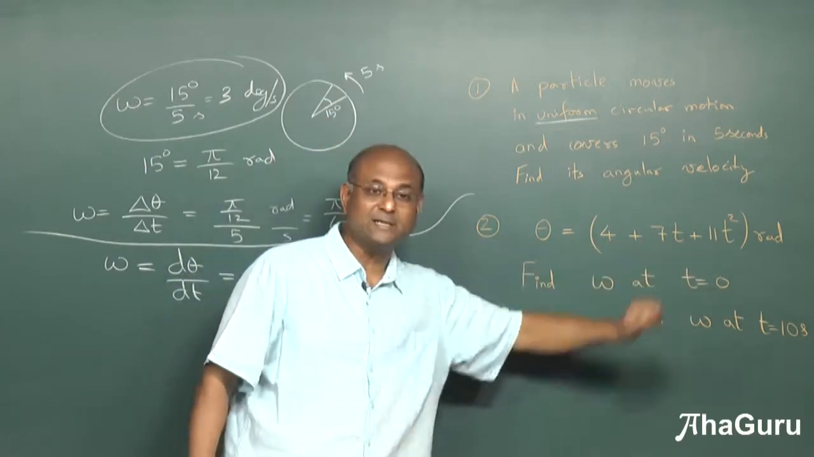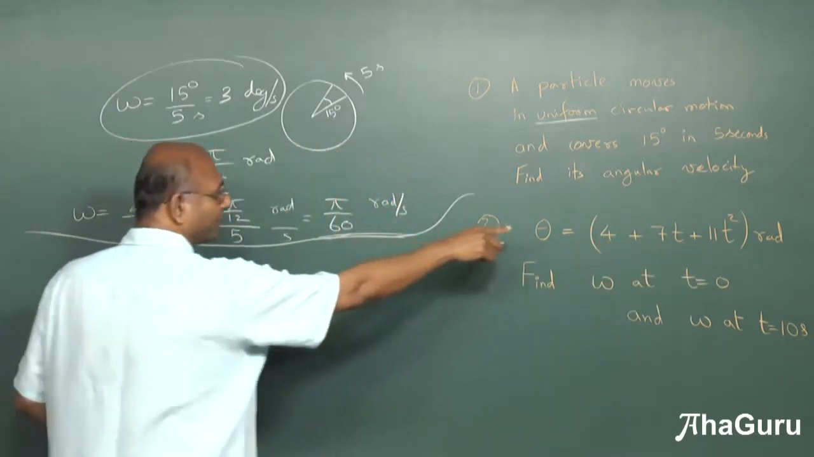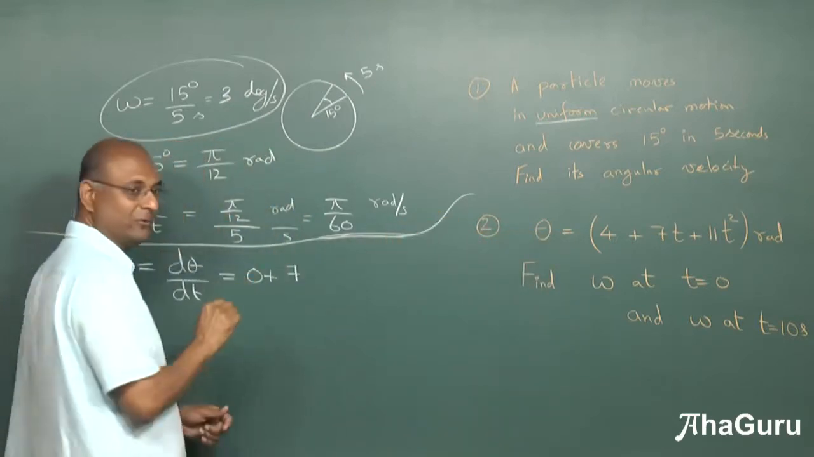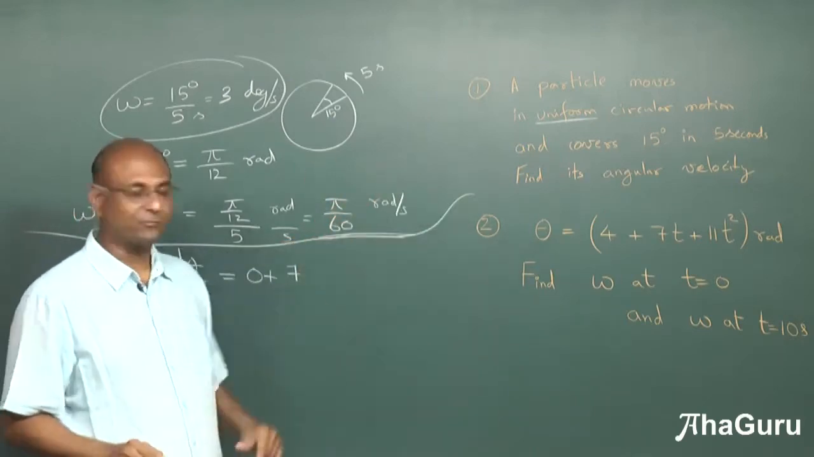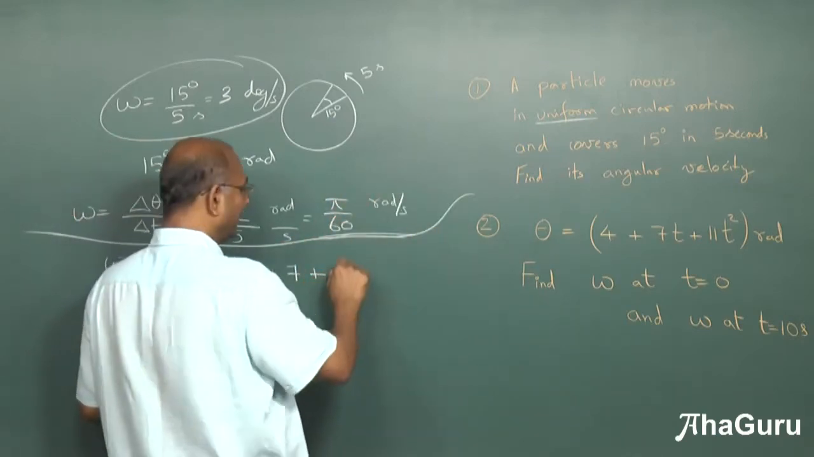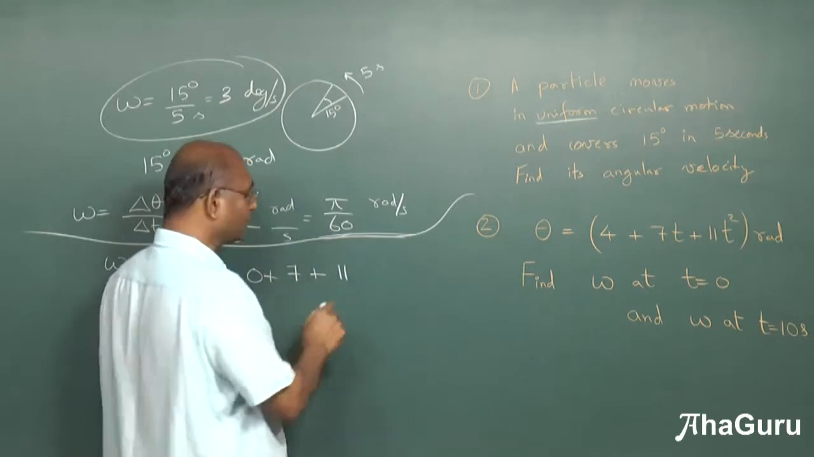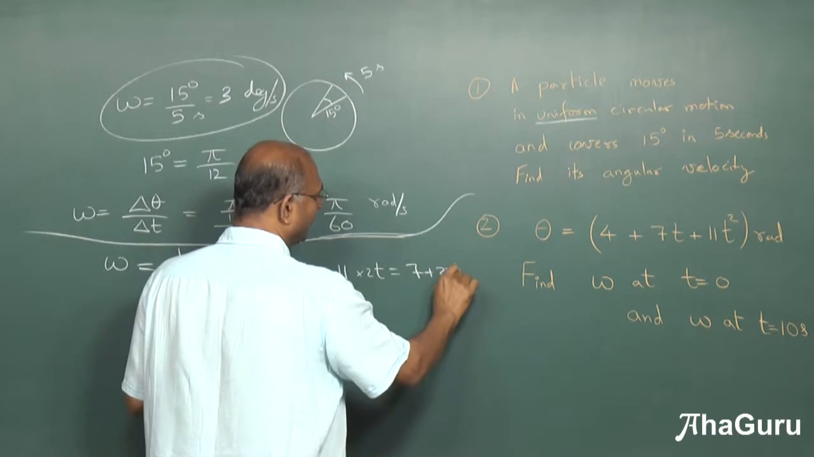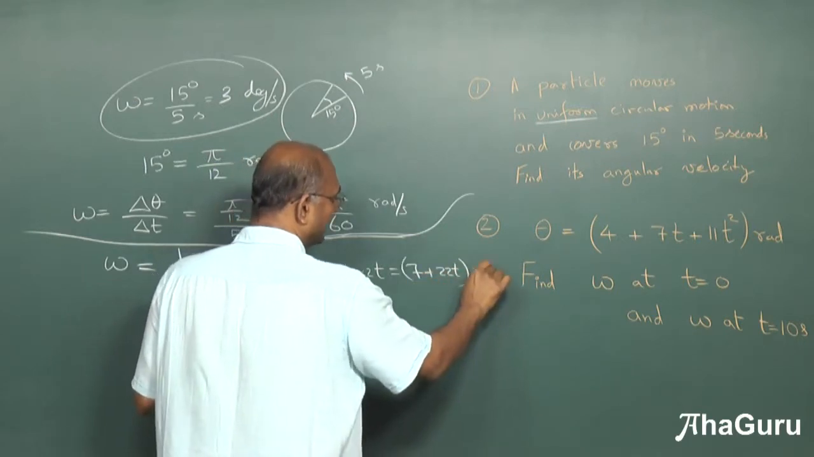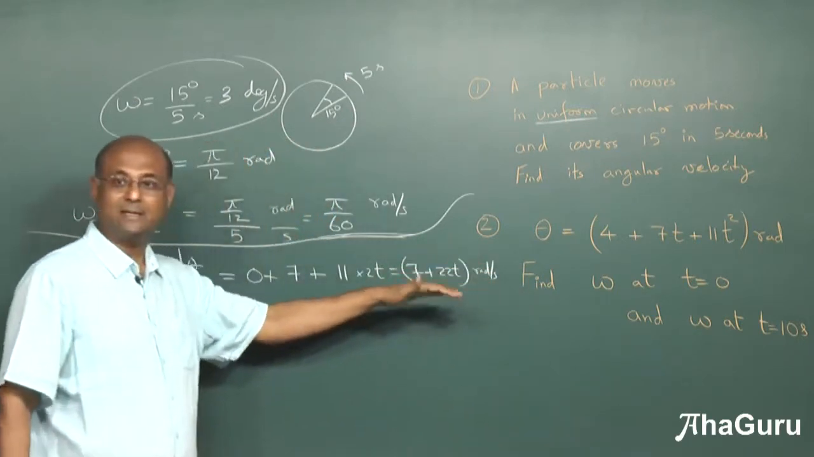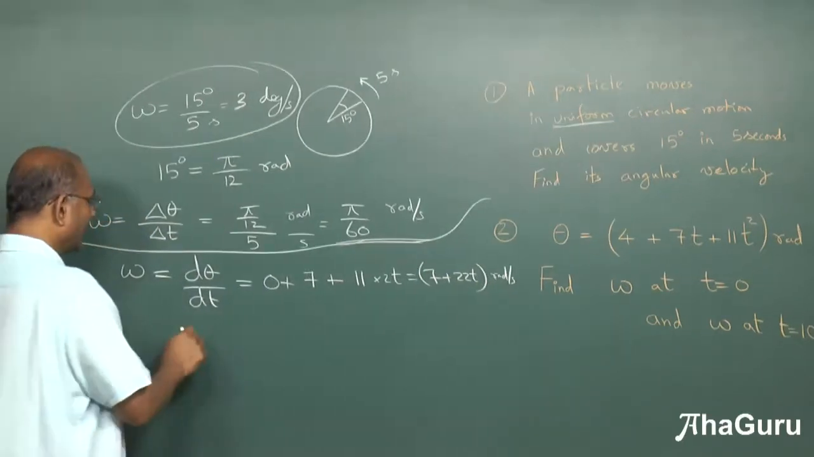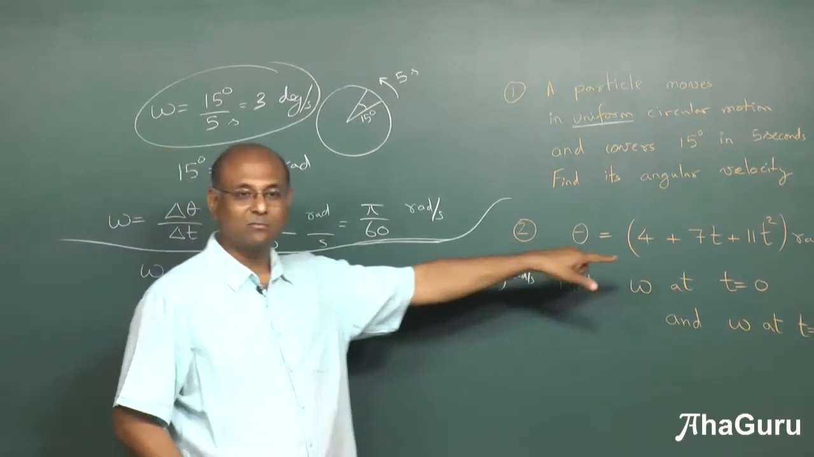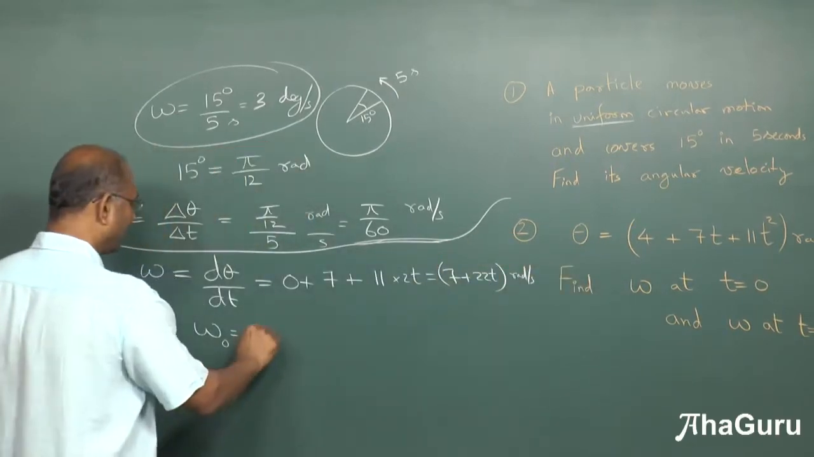So what is the instantaneous angular velocity? Well, I need to differentiate theta. If I differentiate theta, differentiate 4, you will end up with 0. Differentiate 7t with respect to t, you get 7 into differentiate t is 1 of course, plus 11 times differentiation of t square, which is 2t. So it is 7 plus 22t radians per second. This is at any given time t, this is the angular velocity. Now I want angular velocity at time 0, so substitute t equals 0. So you get 7 radians per second.